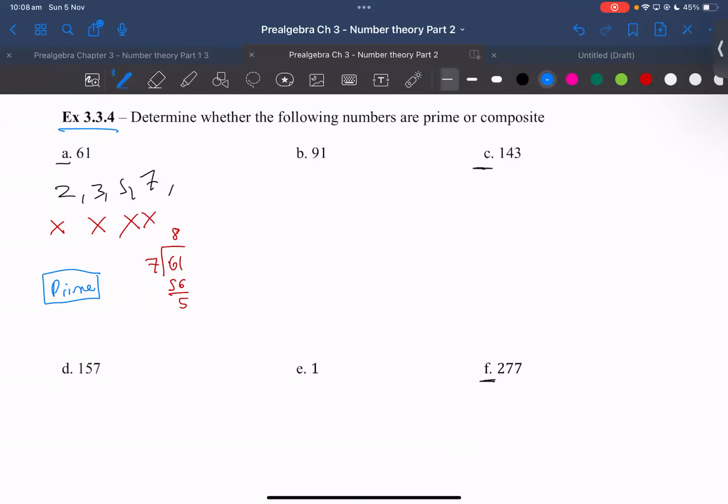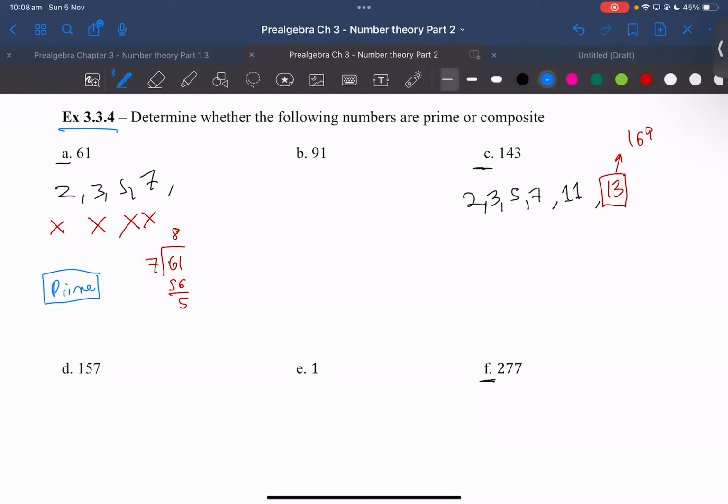And for C, 143, the numbers we need to test are 2, 3, 5, 7, but this time we also need to test 11. Why 11? Because 11 squared is 121, which is smaller than 143. That means if 11 is a factor, the other number, a bigger number, could be a factor as well. So we test 11, but do we test the next prime, 13? 13 squared is 169, which is too big, so we don't test it. So we stop at 11. Even with such a big number, we only have 5 numbers to test.